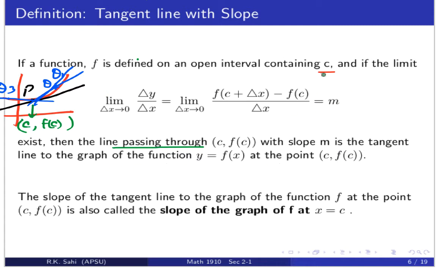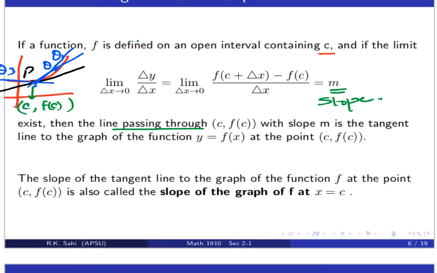So basically, if this limit exists, this is the slope. That's what we are saying. The limit, the black line over here, is the slope of the tangent line, and the slope of the tangent line is given by this formula. The slope of the tangent line to the graph of the function f at this point is also called the slope of the graph of the function at x equals c. So we have done a lot of little theory here.